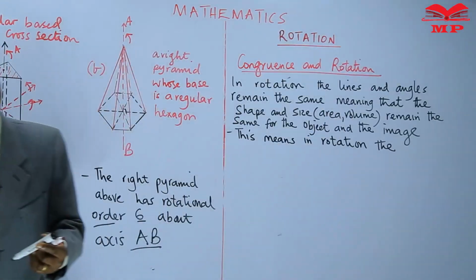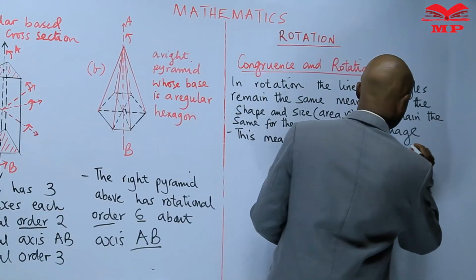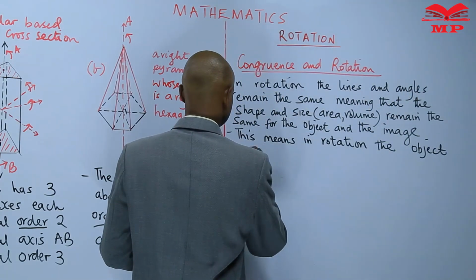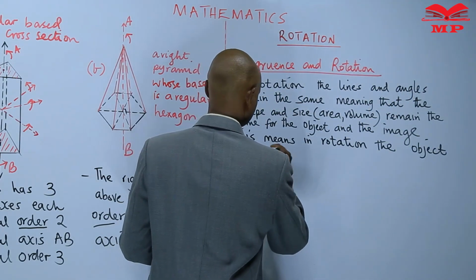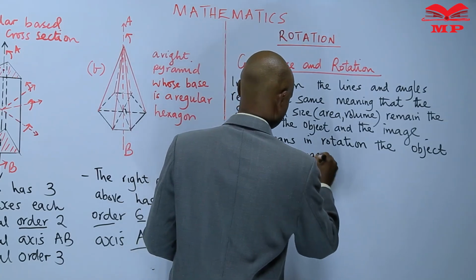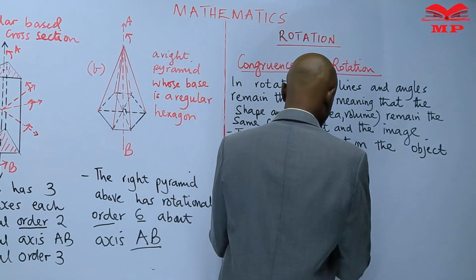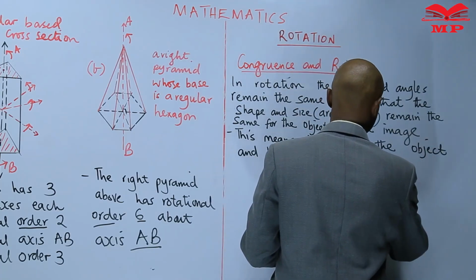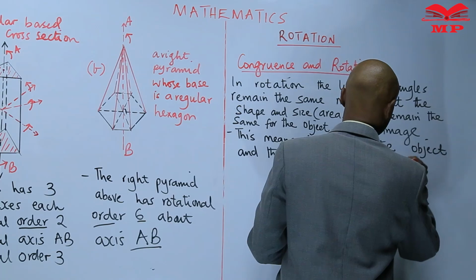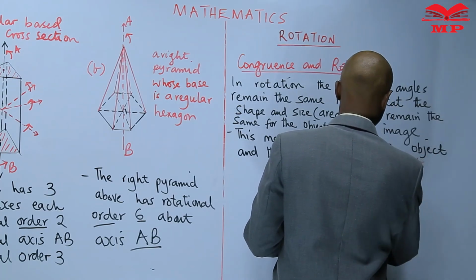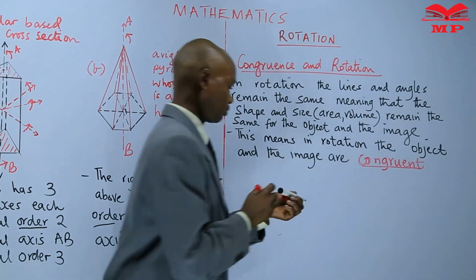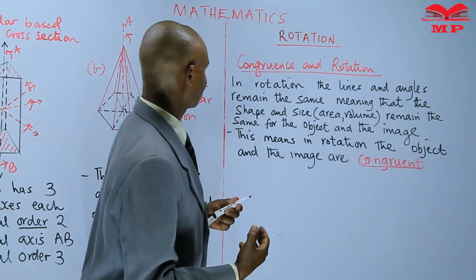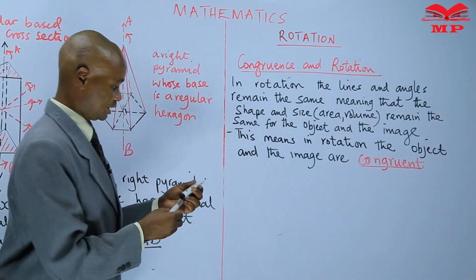In rotation, the object and the image are what we call congruent, for the reason mentioned above. The lines and the angles remain the same. The shape and size remain the same.